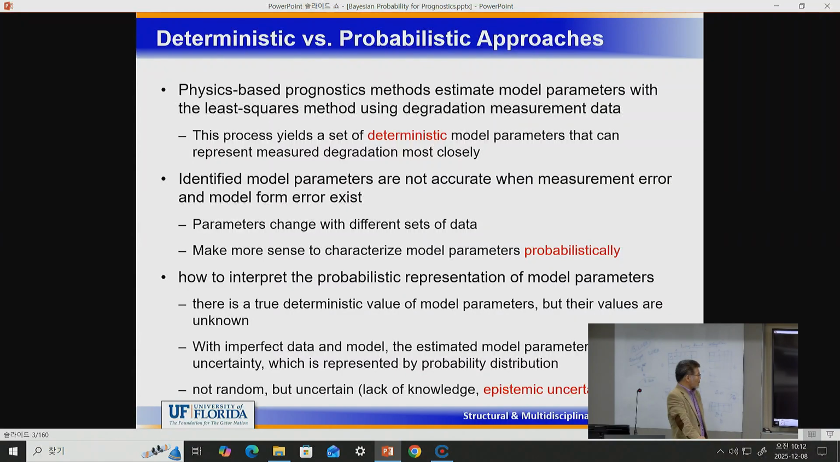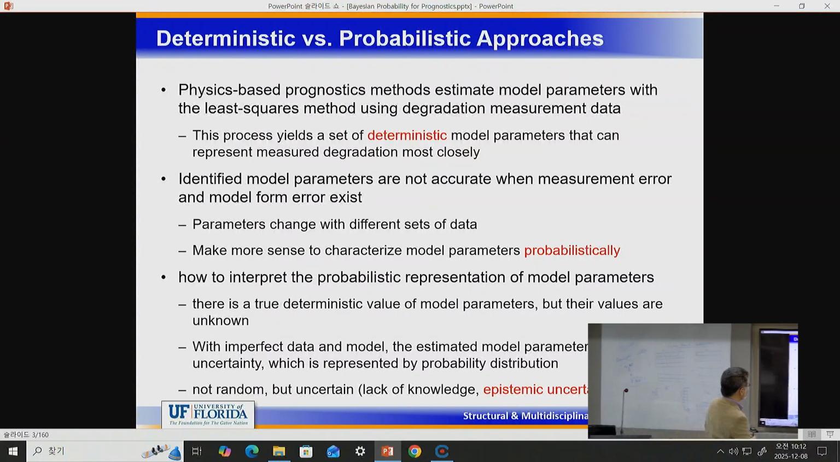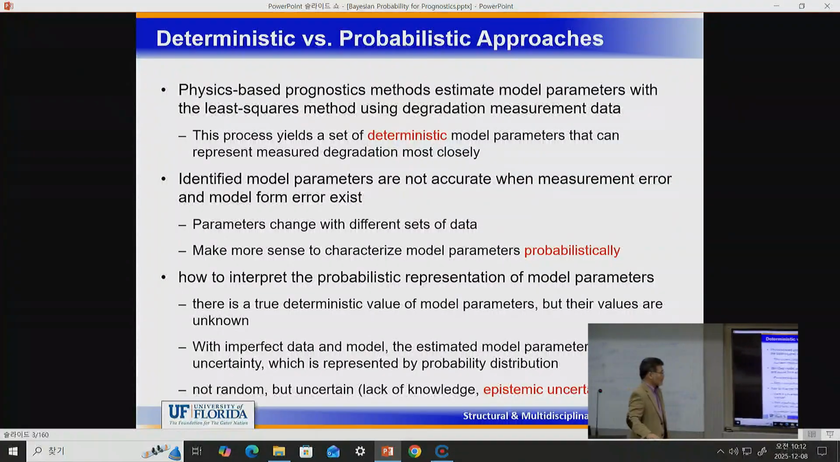Whereas, since your data is not perfect, your data include random noise, so your result will be different at different samples of the data. So it makes more sense to estimate the parameter probabilistically. So the key point of this week is all about probability. Today we'll talk about what probability we talk about and how we do it. A lot of us, including myself when I was a mechanical engineering student, were not good at probability.